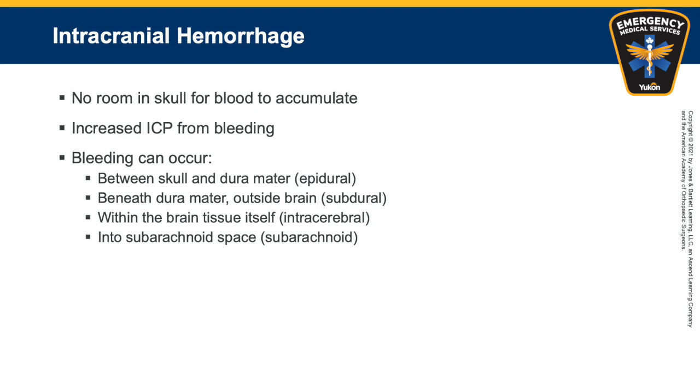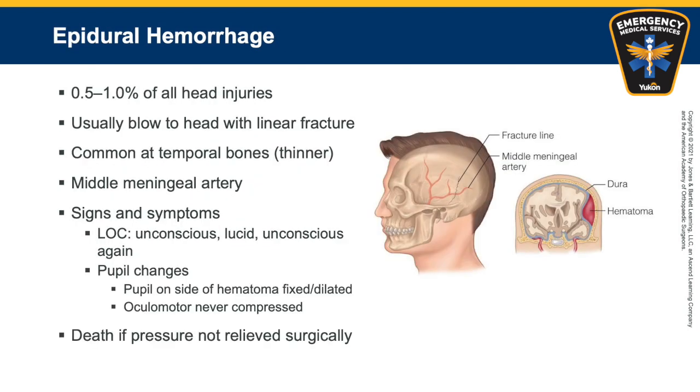It begins to become compressed, because you've got to remember, the brain is squishy. Brain's very squishy. So bleeding can occur anywhere within the brain itself or within those meninge layers that we mentioned earlier on.